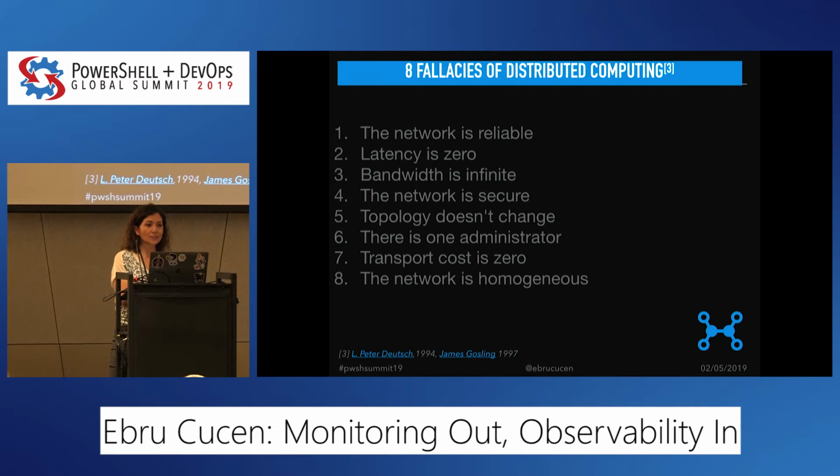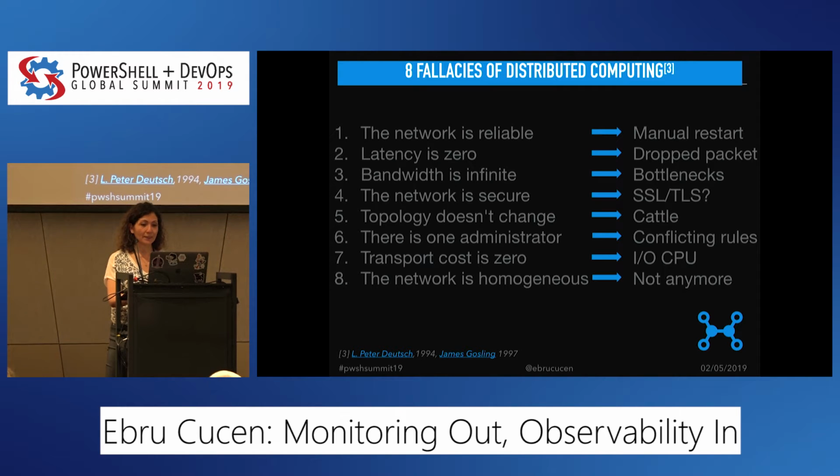The transport cost is 0. This is partly interpreted as needing to lay out a network, which is not the case anymore because it's all cloud. But in terms of input-output, I/O, CPU, we still need to pay money. And the network is homogeneous is not relevant anymore, because it's all heterogeneous, even when you're at home. These are the assumptions that are not relevant anymore.